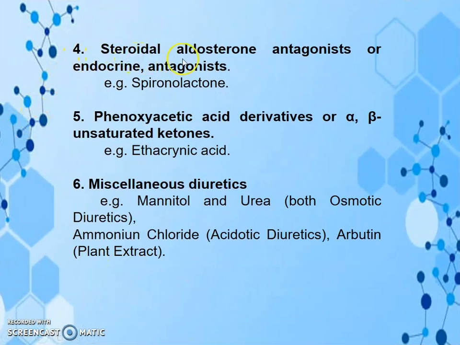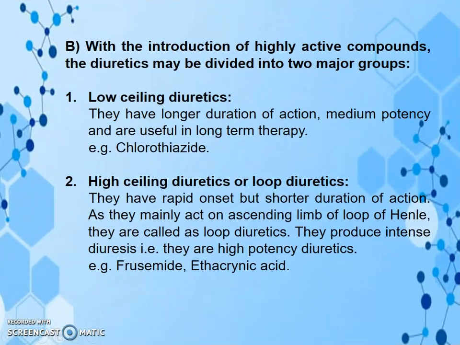Then the fourth class is steroidal aldosterone antagonists or endocrine antagonists, for example spironolactone. Fifth class, phenoxyacetic acid derivatives, also called alpha beta unsaturated ketones, for example ethacrynic acid. And miscellaneous diuretics, for example mannitol and urea, which are both osmotic diuretics. Ammonium chloride, an acidic diuretic, and arbutin, which is a plant extract.